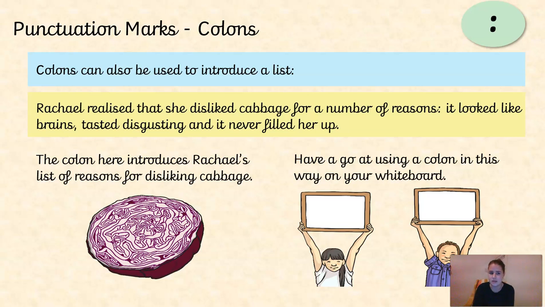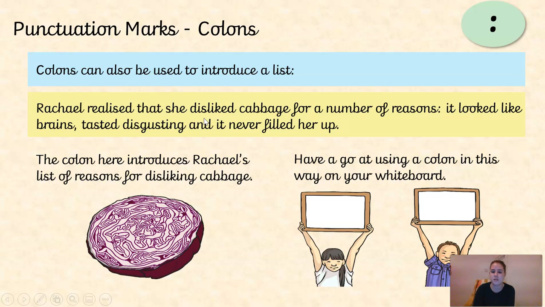So it looked like brains, tasted disgusting, and never filled up. Now, the important thing to remember when you are writing a list, same as the rule from before, is that when you are about to write that last element of your list, you do not need a comma, but you must use the conjunction "and". So, it looks like brains, comma, so we're now going to separate two ideas, two items of our list. Tasted disgusting. Now, as we're going to write the last one, we're going to add "and it never filled up".